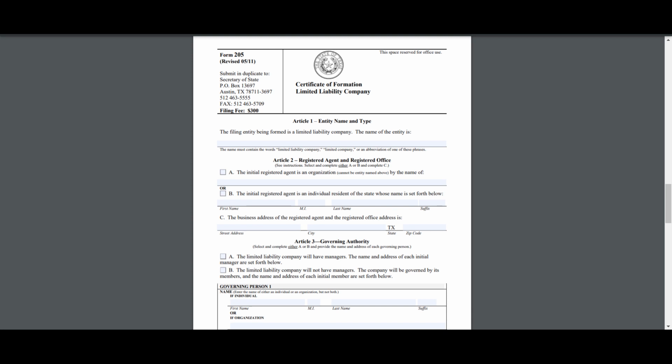Now, here is what the certificate must include: the LLC's name, including the chosen LLC designation, the name and address of the LLC's registered agent, whether the LLC will be member-managed or manager-managed. If member-managed, the name and address of each initial member. If manager-managed, the name and address of each initial manager. The general purpose clause as provided. The name and address of the LLC's organizer, the effective date of the certificate, and the signature of the organizer.